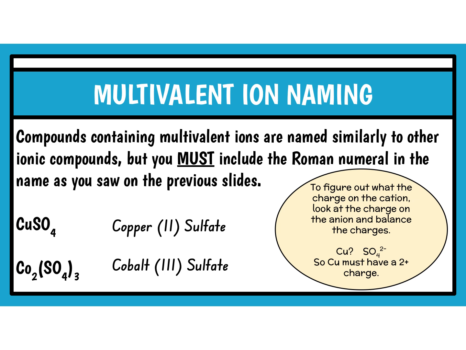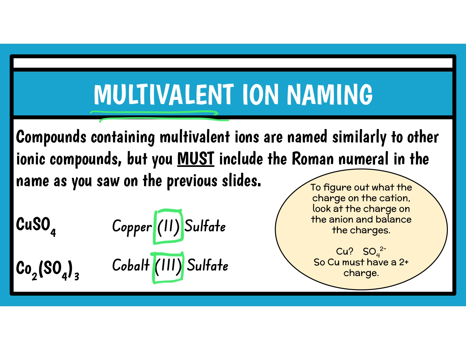Now, when we go to name these compounds, we're naming them just like we did before, except the new thing we have to include is the Roman numeral. So you want to make sure that you're including that Roman numeral here. And we don't include the Roman numeral for every metal ion, only for the multivalent ones, those ones that appear on your sheet.